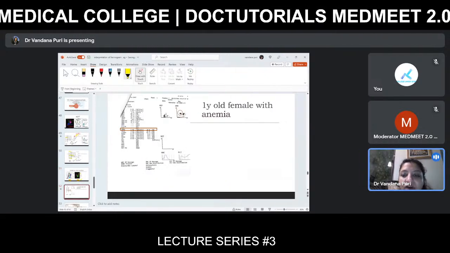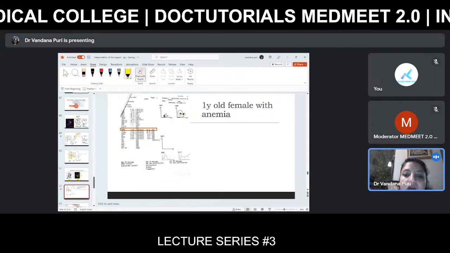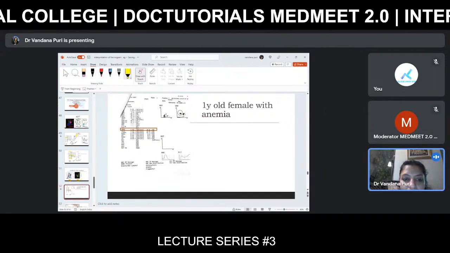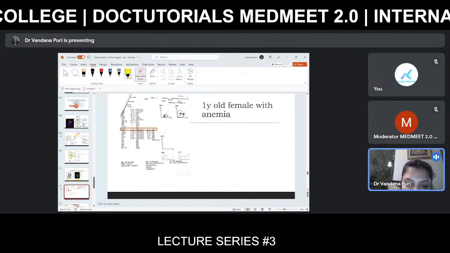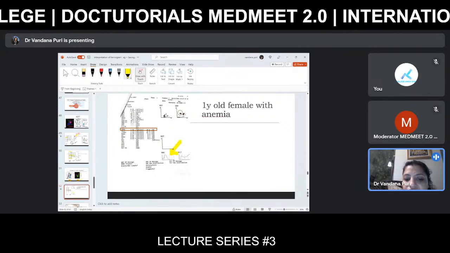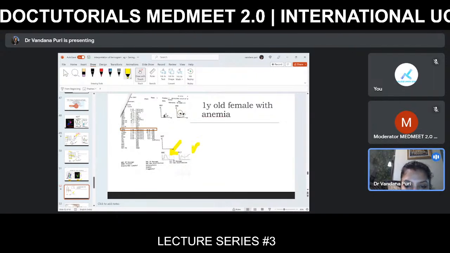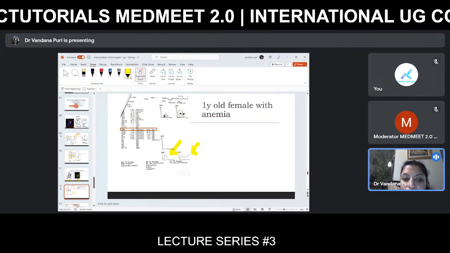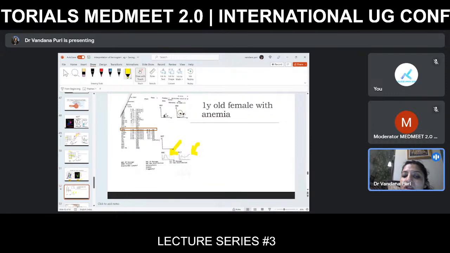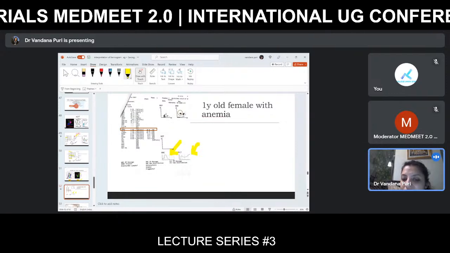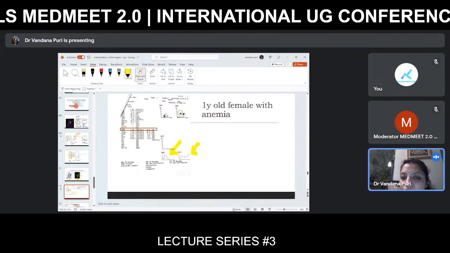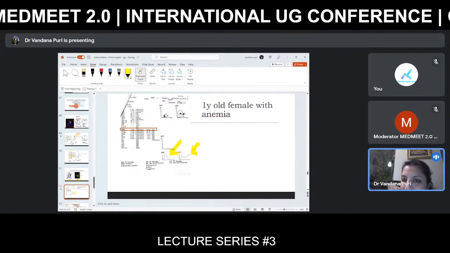So this is a 1-year-old female with anemia. Now you know this, all of you have seen this. In this patient, the curve is shifted to the left, so this is microcytosis. And can you see this error here? Yes, this is a PU error. That means there are some large platelet clumps which are interfering, because the platelet curve is not coming to the baseline. So this is a PU error, platelet clumps.